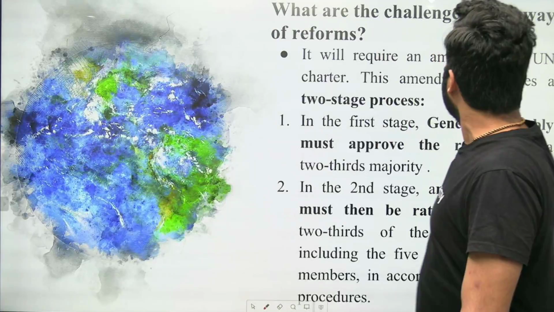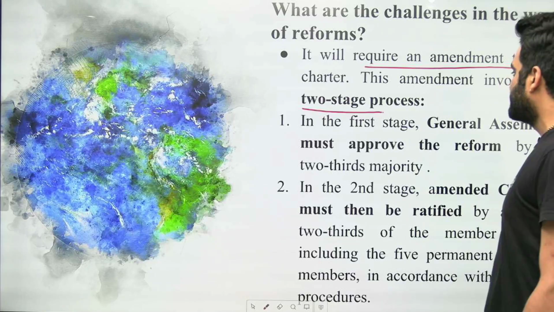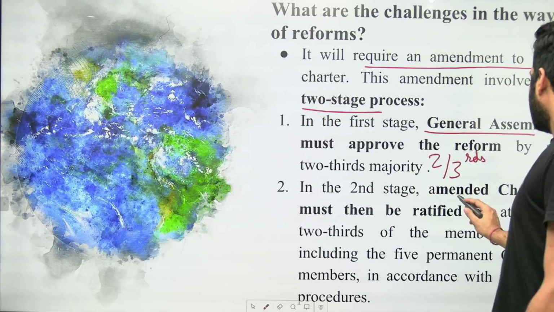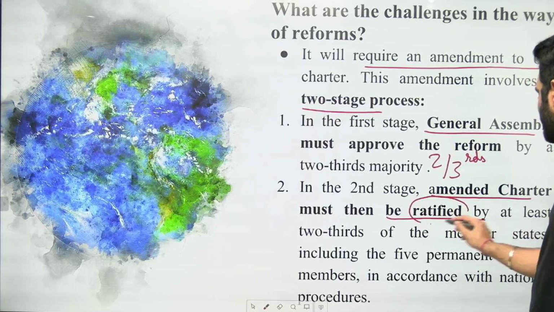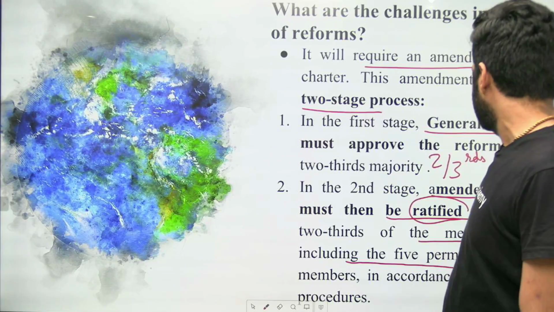So, what are the challenges in the way of reforms? It will require an amendment to the United Nations Charter. This amendment involves a two-stage process. In the first stage, the General Assembly must approve the reform by a two-thirds majority. Right? In the second stage, the amended Charter of the United Nations must then be ratified by at least two-thirds of the members of the United Nations General Assembly, including the five permanent council members, in accordance with national procedures.